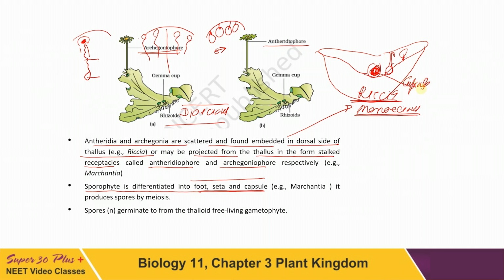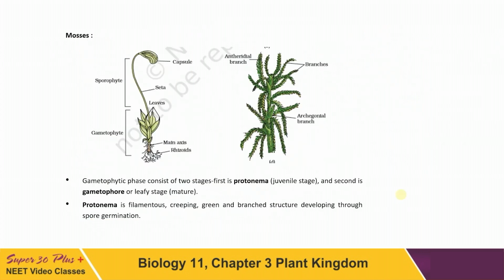Okay, in this case, they produce spores by meiosis. Spores will germinate to develop into thalloid structures. The spores will be released, and the spores will develop into a new thallus. The same is the case for Marchantia. This is about liverworts. Come to the next now.